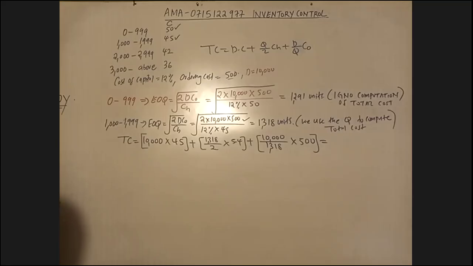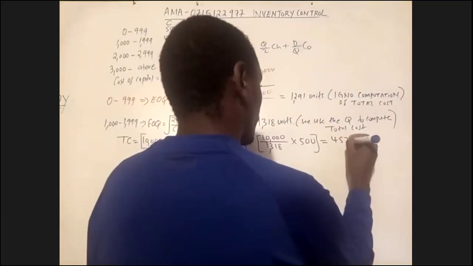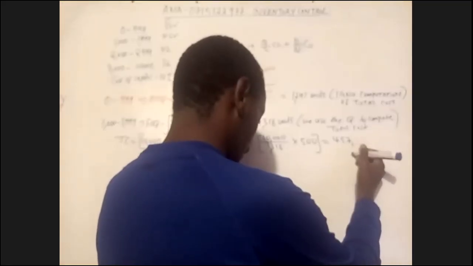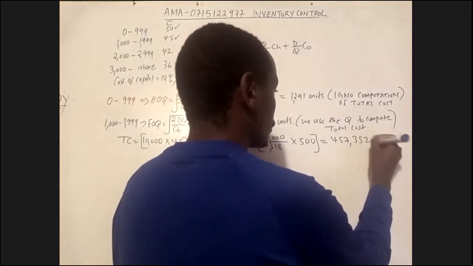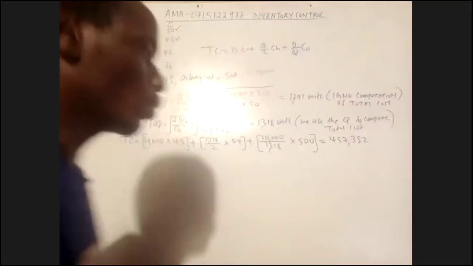1318 over 2 times 5.4 plus 10,000 over 1318 times 500. So this one is 457,352. So that's the total cost.